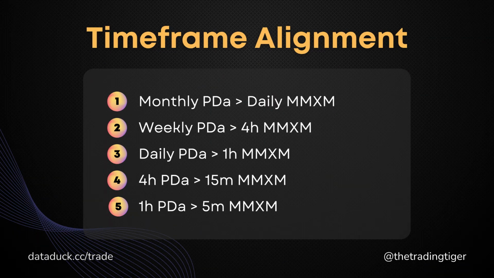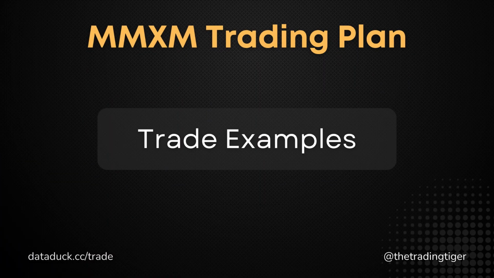If we are trading off of a monthly PD array, we will be looking for a market maker model on a daily time frame. If we are trading off of the weekly PD array, we will look for a 4-hour model. If we are trading from the daily PD array, then we will look for a 1-hour market maker model, and so on. Now let me show you some trade examples for swing trading and day trading. As I said, they are the same with slight changes.